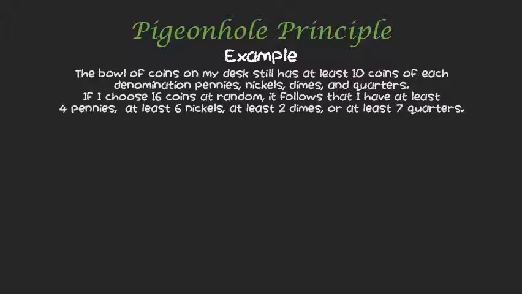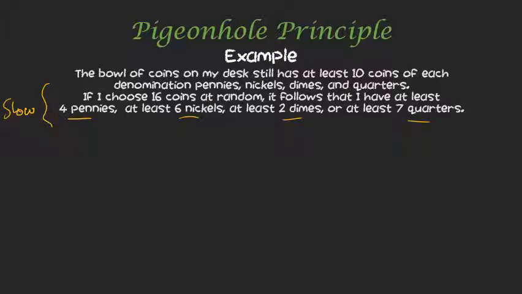So I still have this bowl of coins on my desk with at least 10 of each denomination. Let's say I choose 16 coins at random. It follows I'm guaranteed that I'll have at least 4 pennies, at least 6 nickels, at least 2 dimes, or at least 7 quarters. I know that at least one of these things has to happen. So why is this true? That's what I want to ask. And how can we know that this is true?